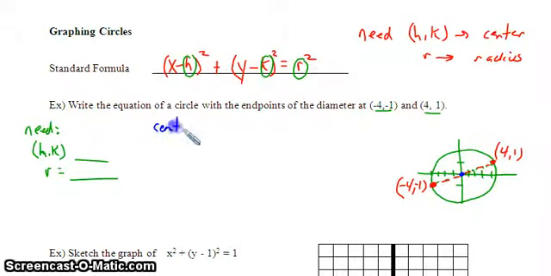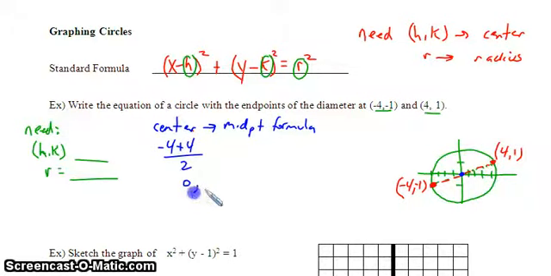So for the center, I'm actually going to use the midpoint formula. So find the midpoint of this line. Take the x values and add them up, -4 and 4, and divide them in half, you get 0. Take the y values, -1 and +1, add them up and divide it in half, and you also get 0. 0 over 2 is 0. So I've shown then that the center is (0, 0).